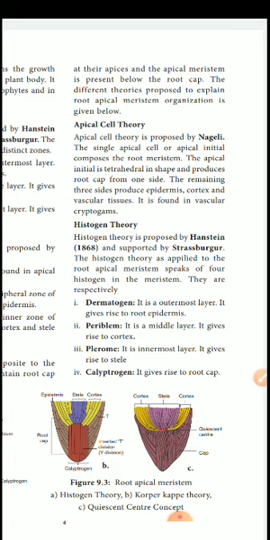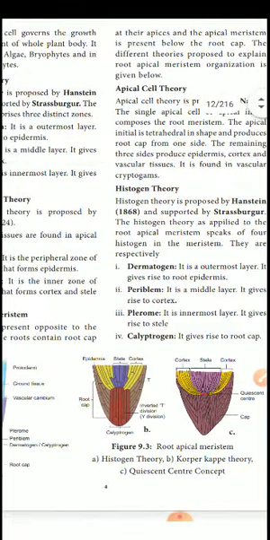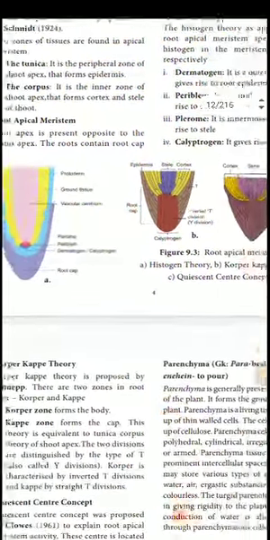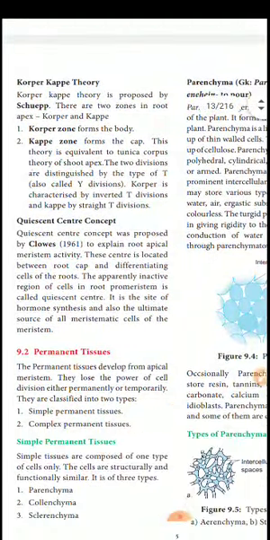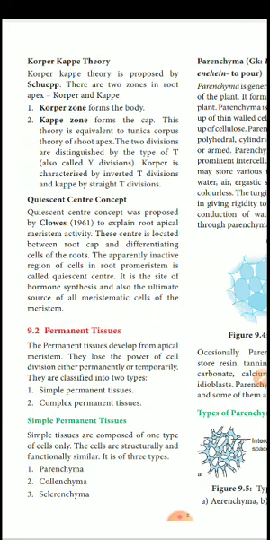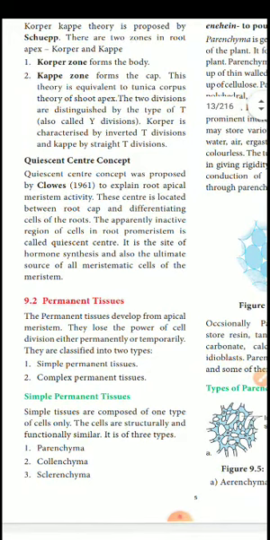Different theories have been proposed for the organization: the apical cell theory and the histogen theory. It is the same, proposed by Hanstein and supported by Strasburger. The Korper-Kappe theory is proposed by Schuepp. There are only two zones, the Korper zone and the Kappe zone. It is a body and it is a cap. In the shoot apex there are also two divisions, the T division and the Y division. The Kappe is characterized by T division and the Korper by straight division, otherwise called the Y division also.